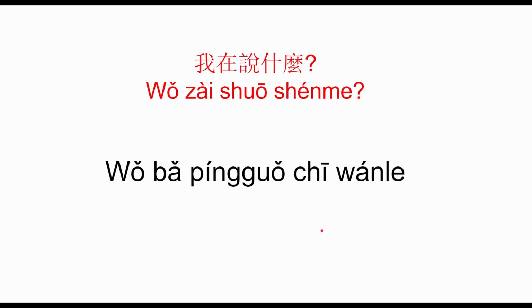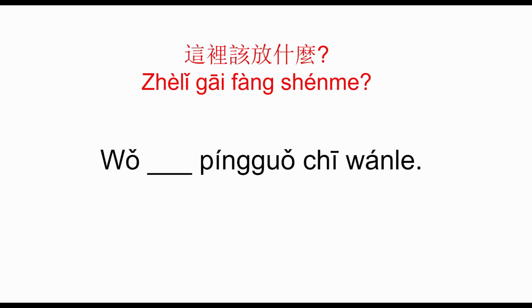我在说什么? What am I saying? 我把苹果吃完了. I finished eating my apple. So you should put the result of your action in the sentence as well? Yes, so 吃 is the action and 完了 is the result. So the verb phrase is 吃完了.